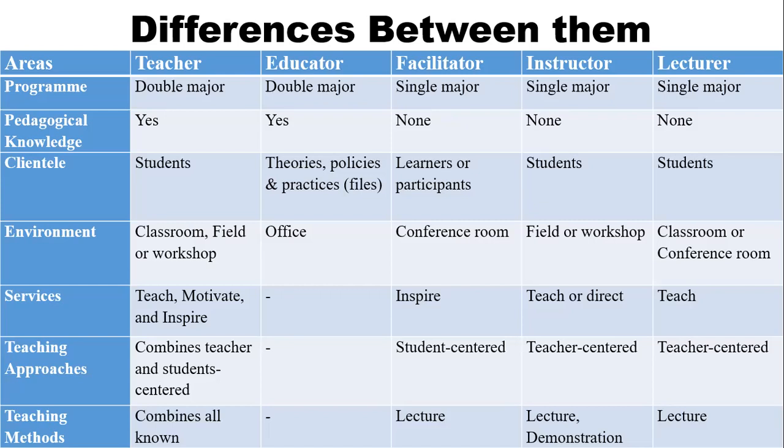In terms of the environment where they work, teachers work in classrooms, fields, and workshops. Educators work in the office. Facilitators are usually in the conference room. Instructors work in the field or workshop, while lecturers are in the classroom or conference rooms.